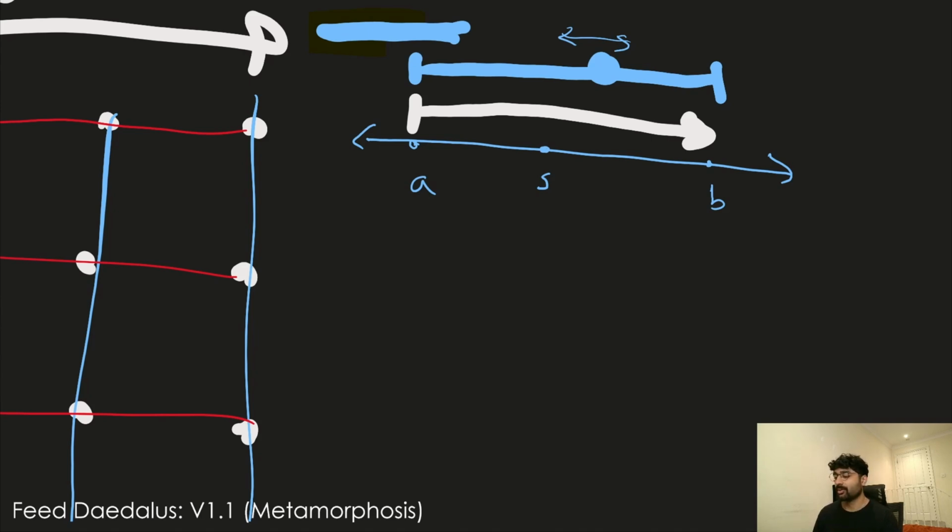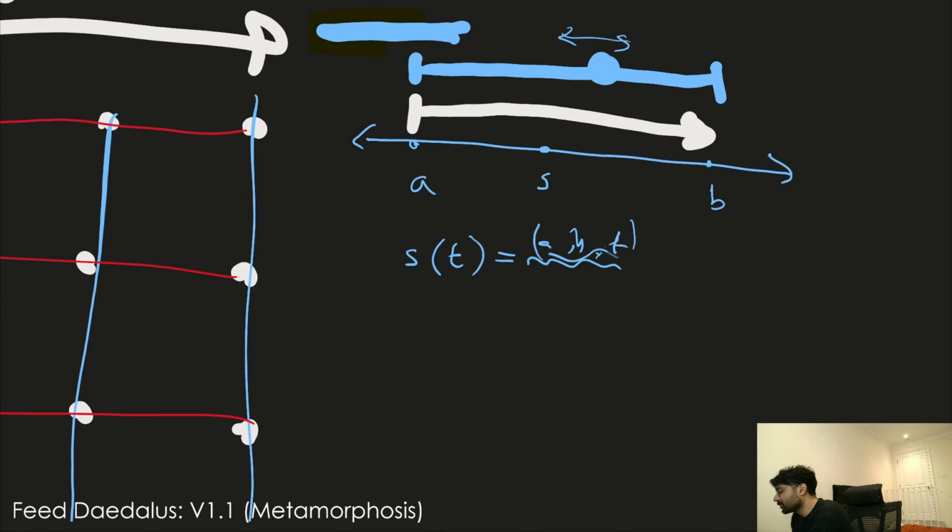Now, we want S to be some kind of function. I'm just going to put T there for a second. And it's going to equal something that involves A and B and T. We don't quite know how or why or what it's going to look like yet, but we know that this function S of T has to involve where do we start, which is A, where do we finish, which is B, and then T as time is like where are we on the slider.